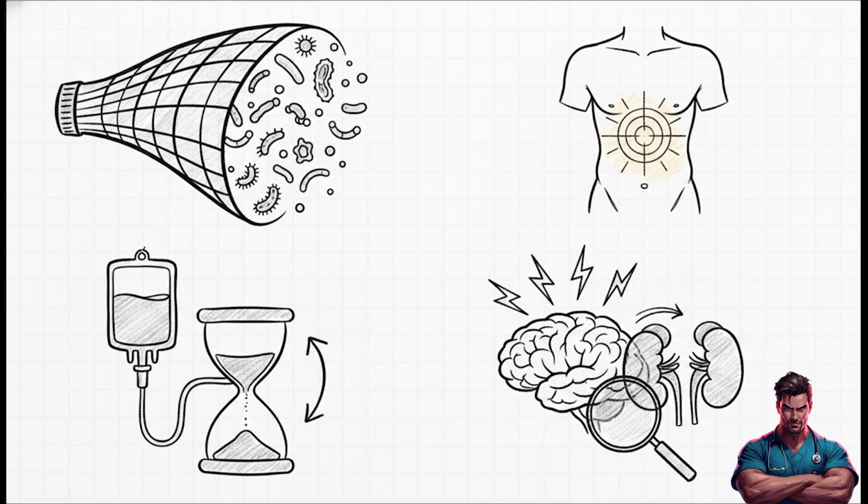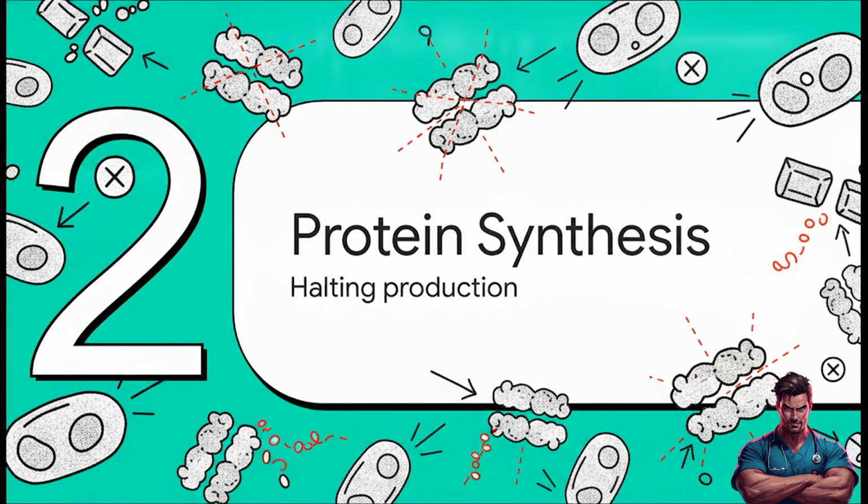Carbapenems carry a risk of drug-induced seizures. It actually happens in up to 10% of patients getting high doses. Always assess your patient for a history of seizures, and make sure you check their renal function, because poor kidneys definitely increase that risk. All right, Section 2, protein synthesis inhibitors.